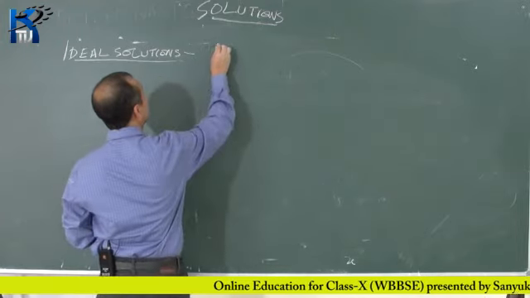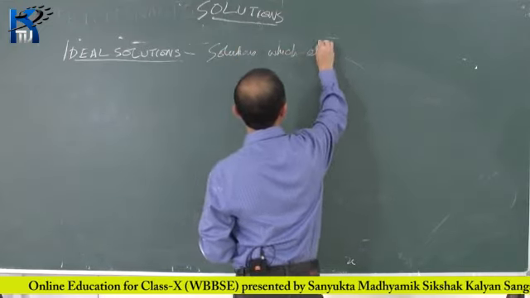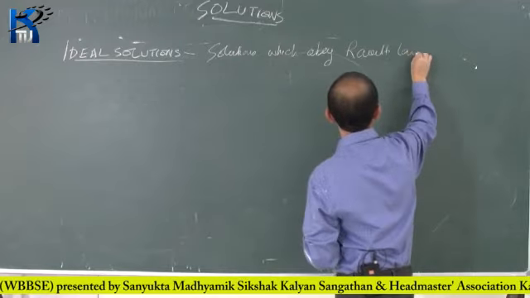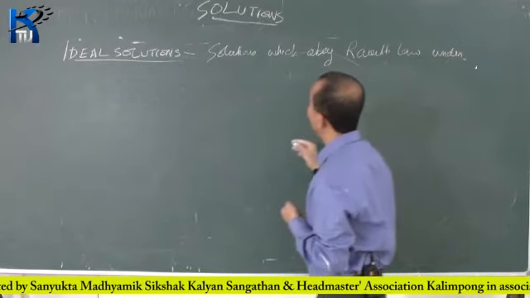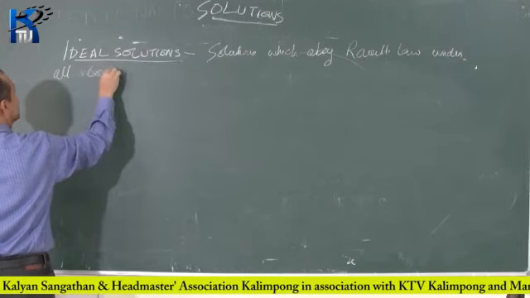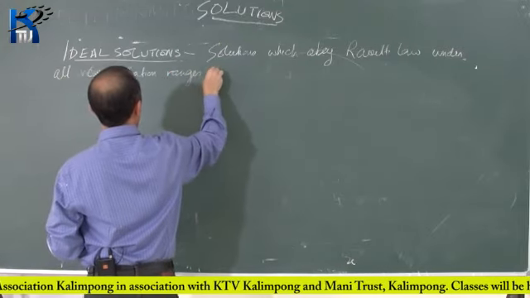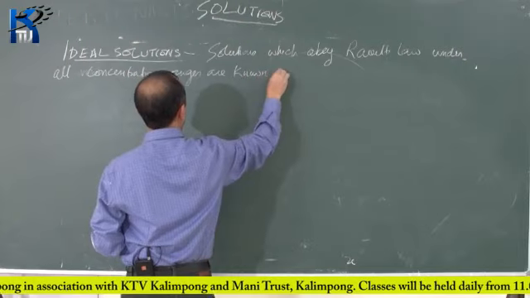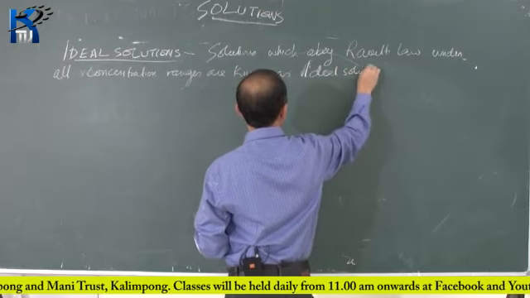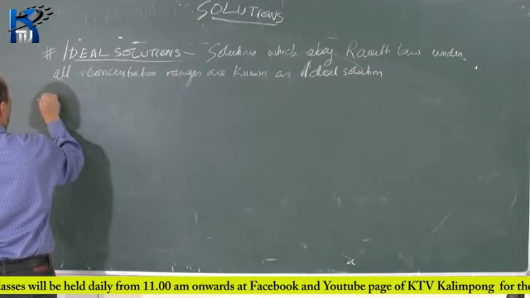All right, so let's write down. Solutions which obey Raoult's law under all concentration ranges are known as ideal solutions, and non-ideal solutions.